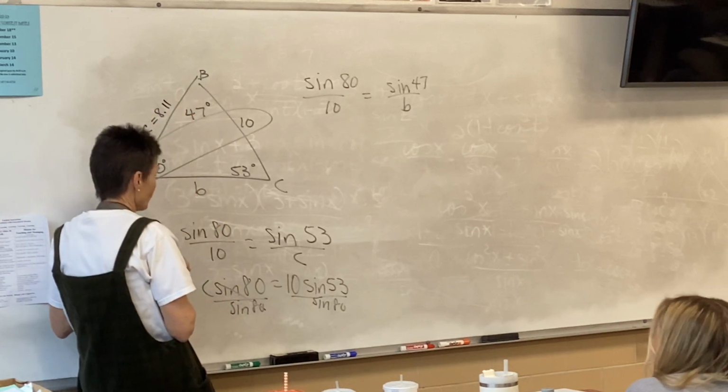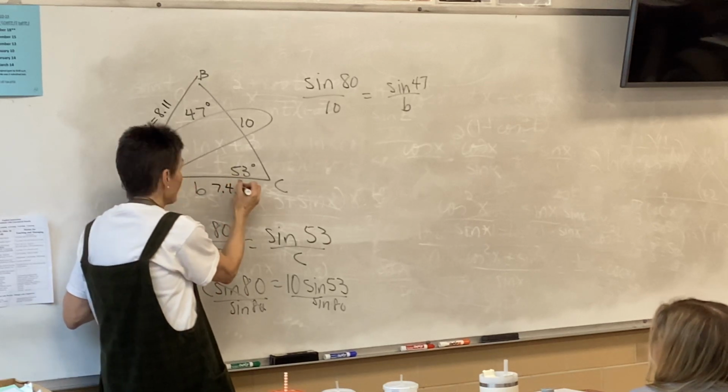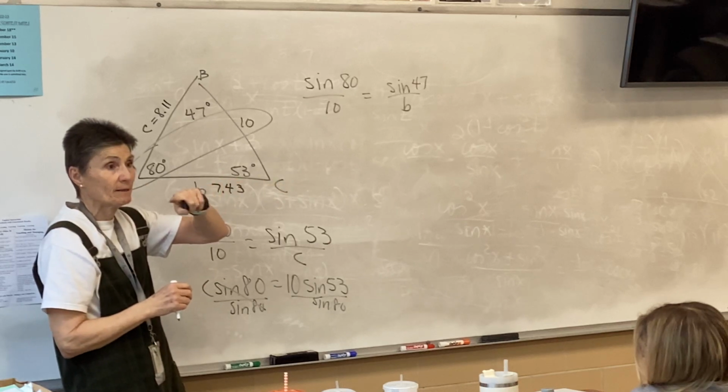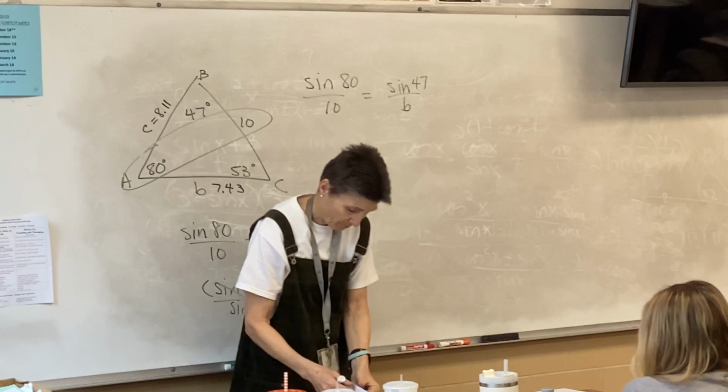8.11. And what about B? 7.43. Now, I did not type those in. Are the rest of you in agreement? Perfect.